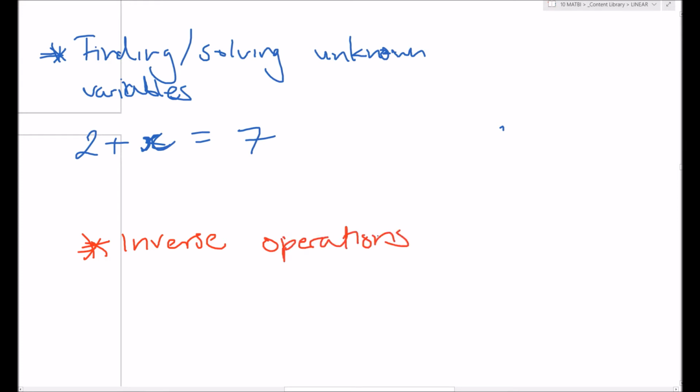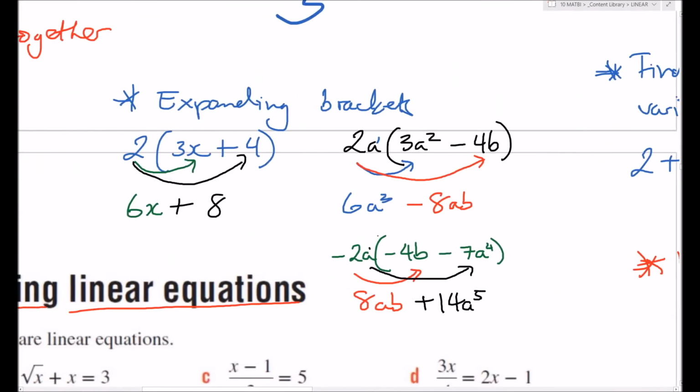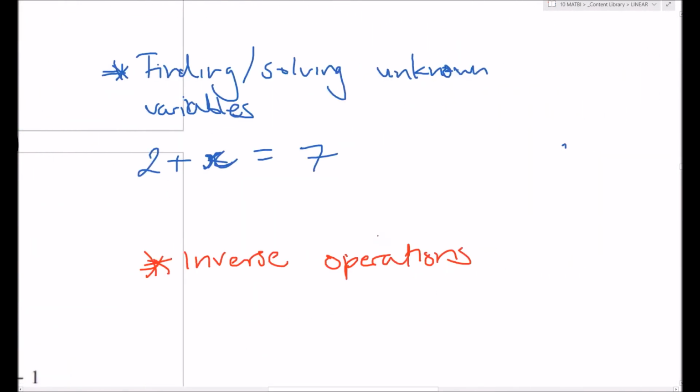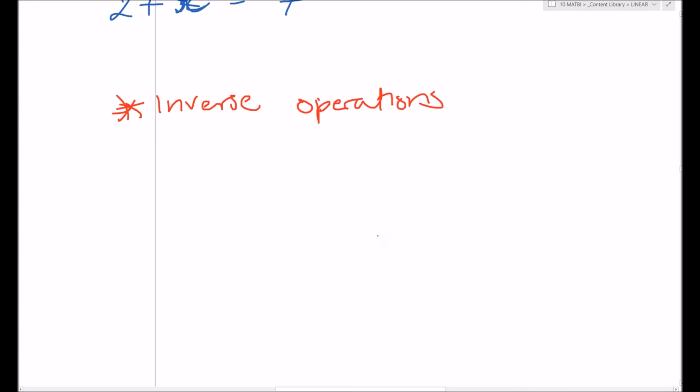So just to quickly recap, you need to know how to put like terms together. We need to know how to expand brackets. We need to know how to find, solve unknown variables, which we'll be doing now. And the last one will be inverse operations.